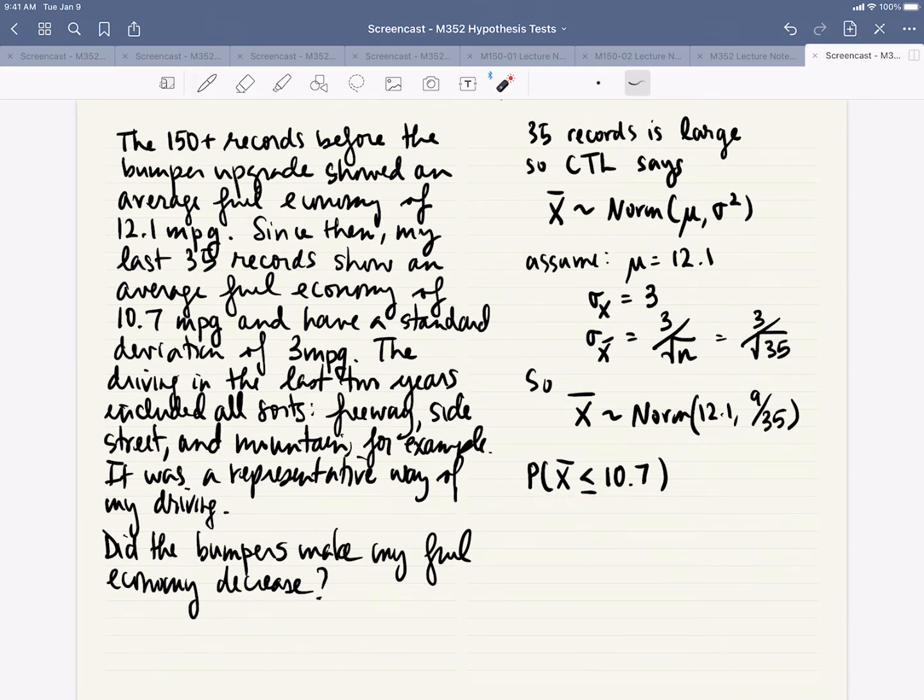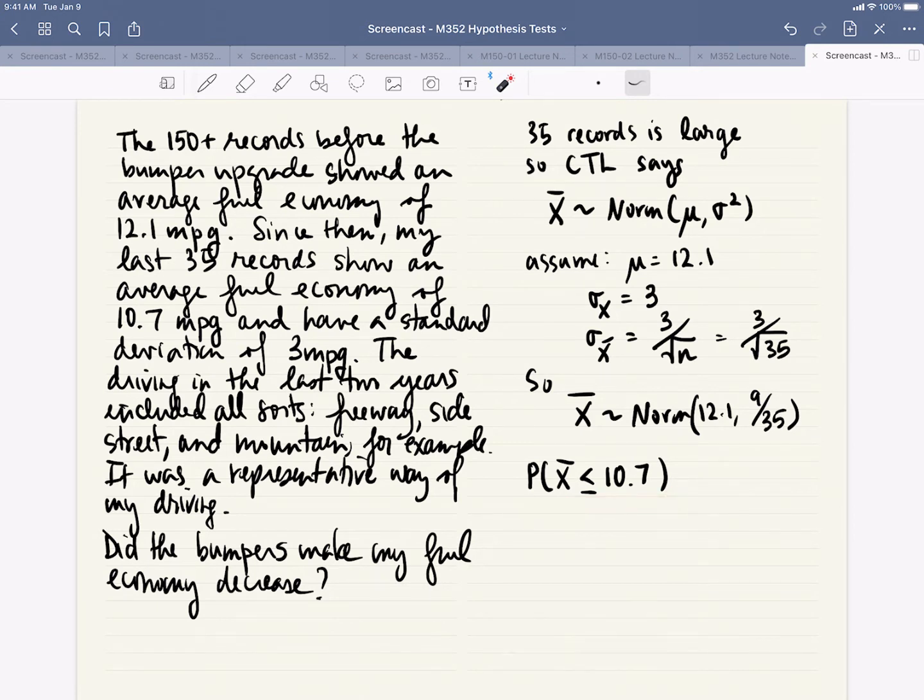So I'm saying, what's the probability of getting this or less? Because if I just put an equal sign here, since my sample mean is a continuous normal distribution, the probability of getting any one specific number is 0. So we talk about intervals, the probability of landing in an interval.